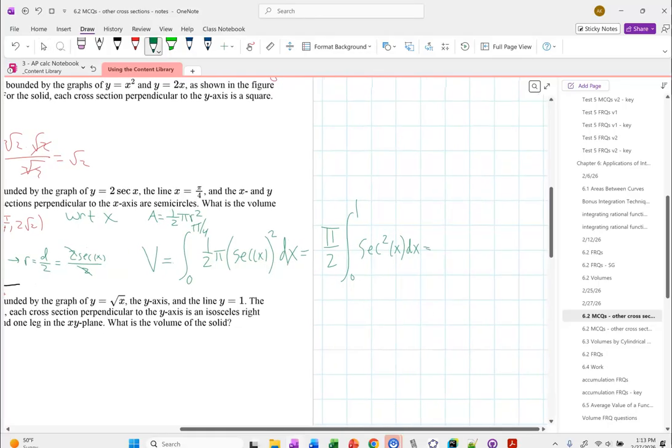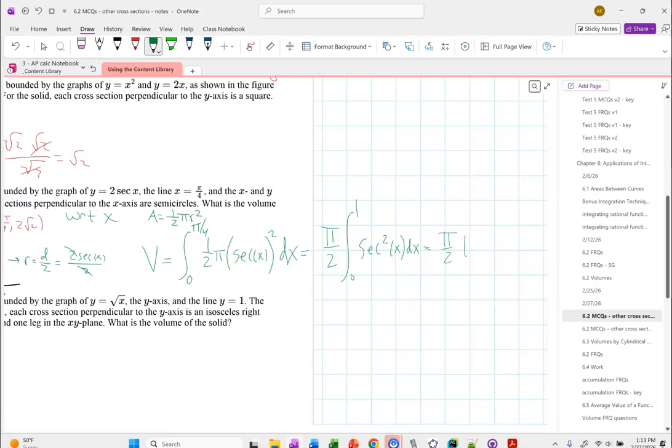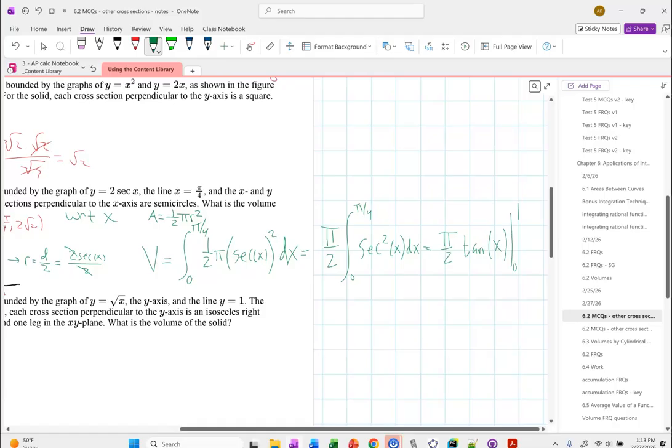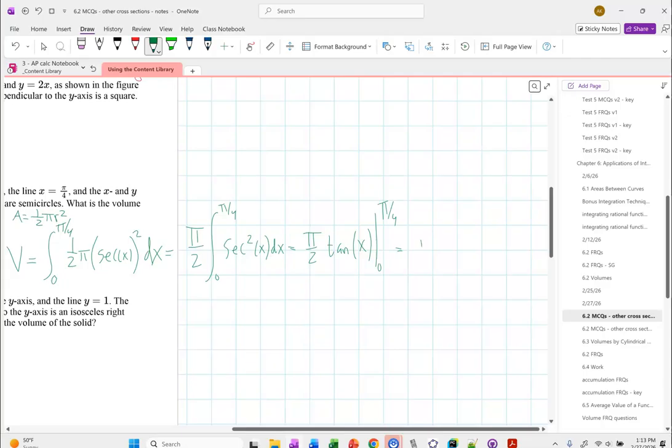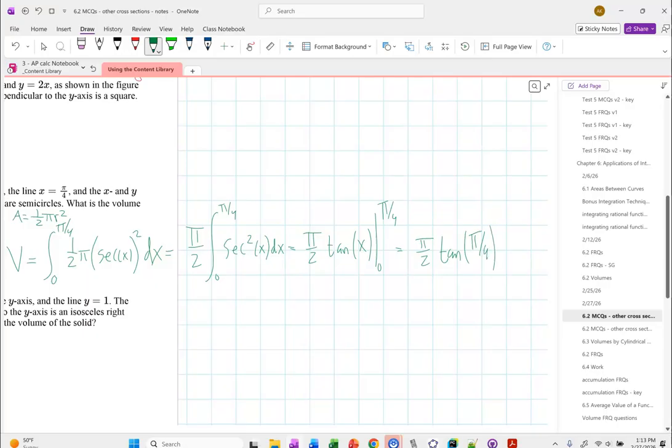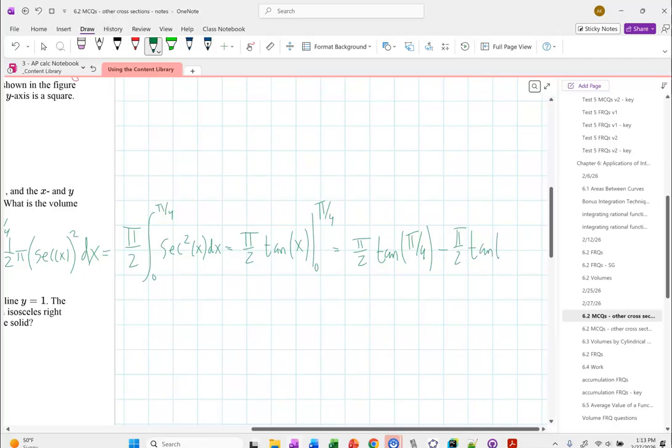What's the antiderivative of secant squared? Tangent. Oops, that's supposed to be pi over 4, right? Tangent of pi over 4 is 1, and tangent of 0 is? So my answer should be pi over 2.